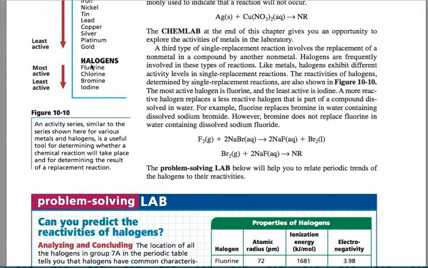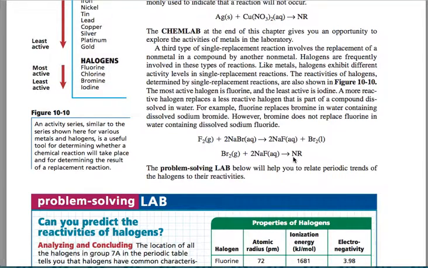The more reactive halogen replaces the less active halogen that is part of a compound dissolved in water. For example, fluorine replaces bromine in water containing dissolved sodium bromide. However, bromine does not replace fluorine in water containing dissolved sodium fluoride.